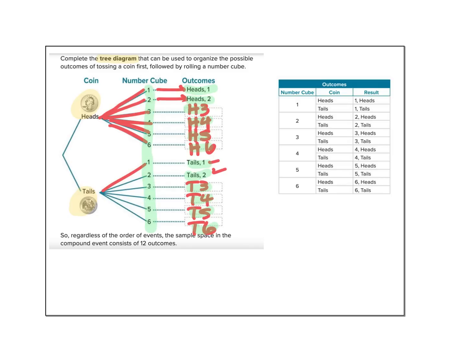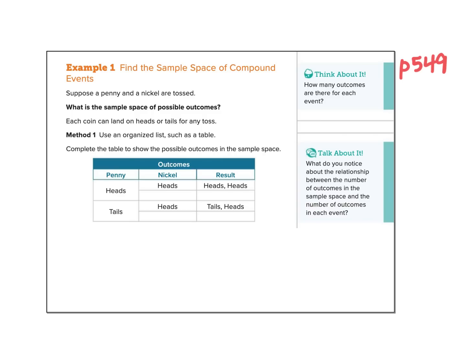So this is a tree diagram, which you can use to organize your information. So let's look at page 490 or 549. We're going to find the sample space of a compound event. So let's say a penny and a nickel are tossed. What's the sample space of possible outcomes?